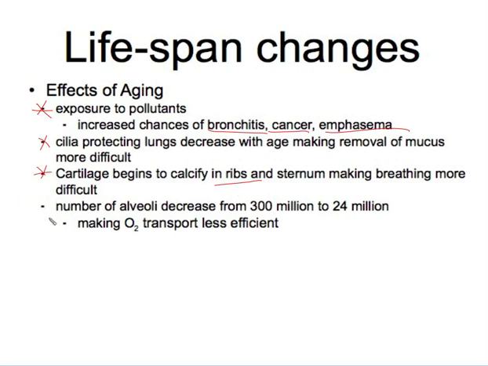And then the last side effect of aging, as far as the respiratory system is concerned, is your number of alveoli decreases from, again, that 300 million number down to 25 million. So 1/12 of what it was when you were young and in your prime. Because you have only 1/12 of the alveoli there to allow gas exchange to take place, you just can't transport oxygen as efficiently. It's harder for you to get oxygen to your blood and to your body's cells. So those are some of the effects of aging.